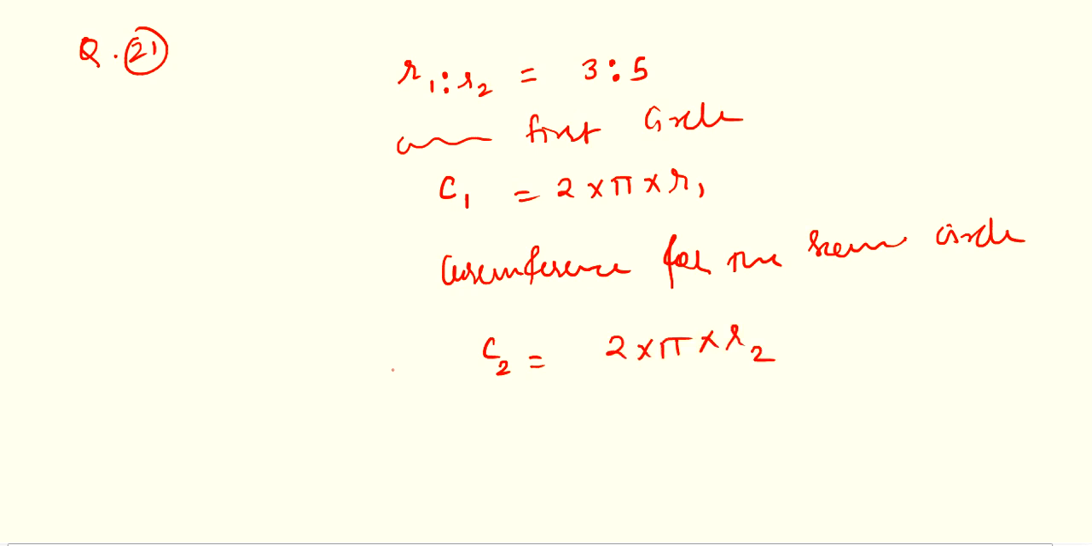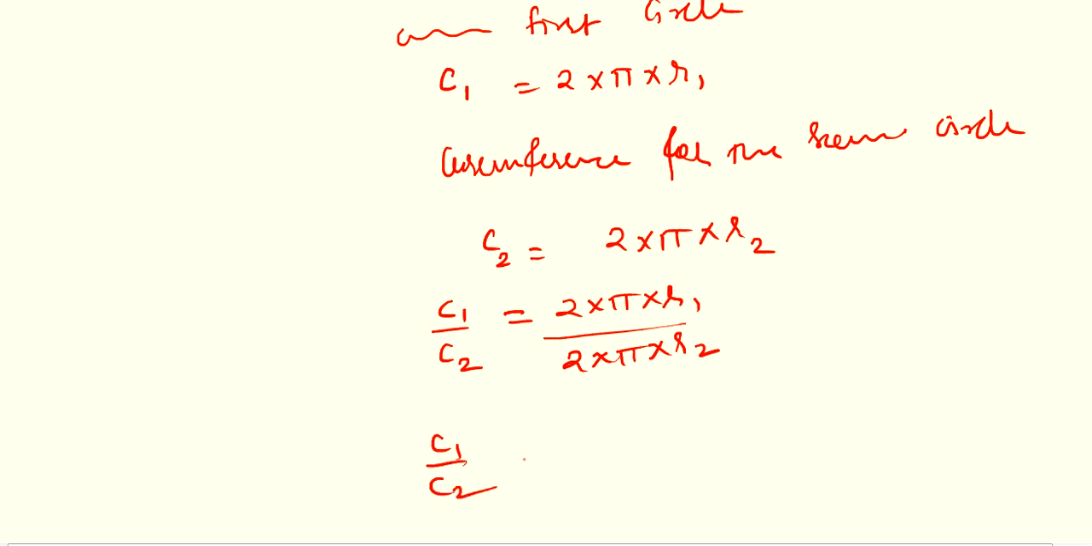Now the ratio we have to find. For ratio, in any question, especially in this exercise, if a ratio comes in a question, simply read the question, then divide. So here, circumference 1 upon circumference 2 equals 2 into pi into r1 upon 2 into pi into r2.